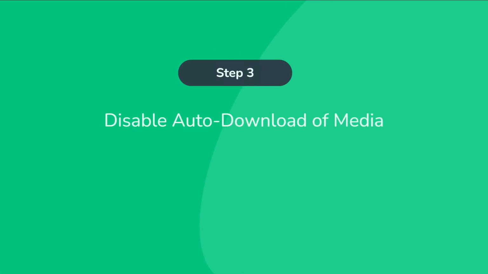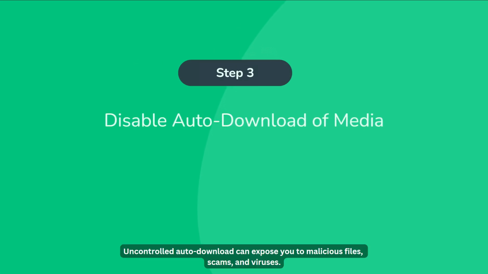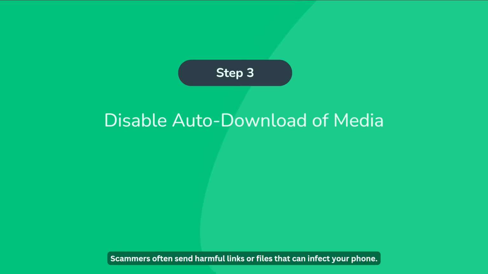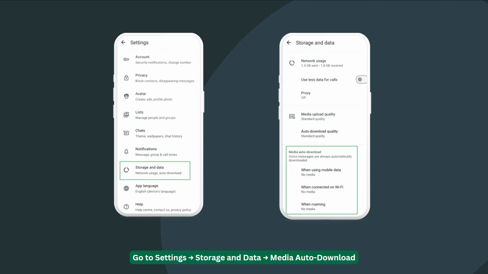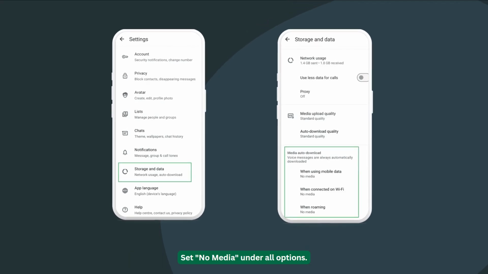Step 3. Disable auto-download of media. Uncontrolled auto-download can expose you to malicious files, scams, and viruses. Scammers often send harmful links or files that can infect your phone. Always download media only from people you trust. Go to Settings, Storage and Data, Media Auto-Download. Set No Media under all options.